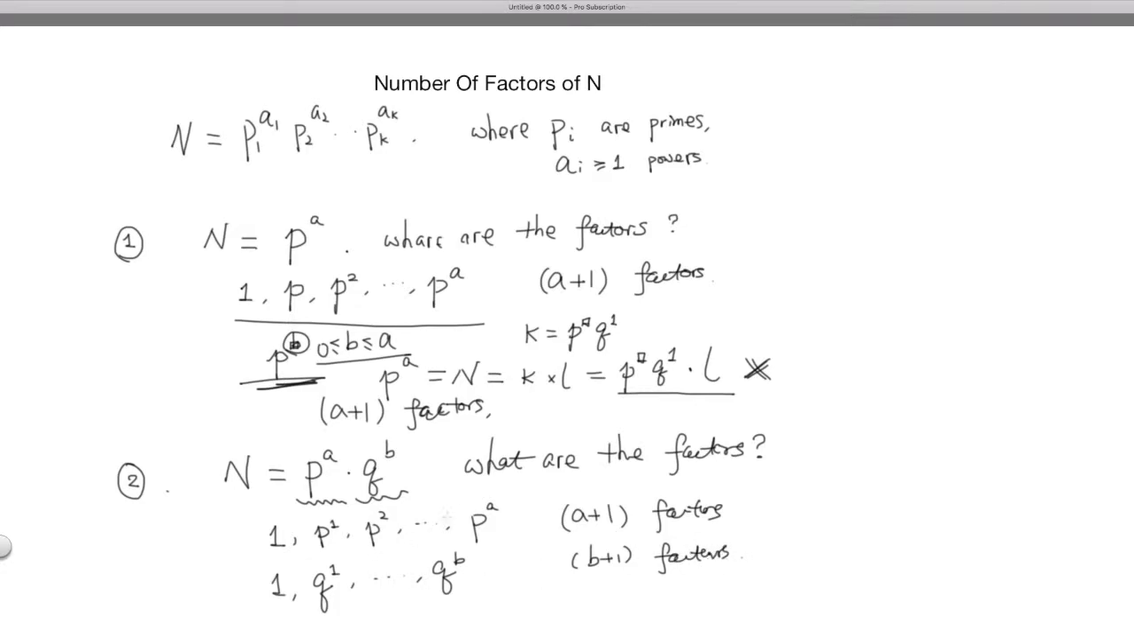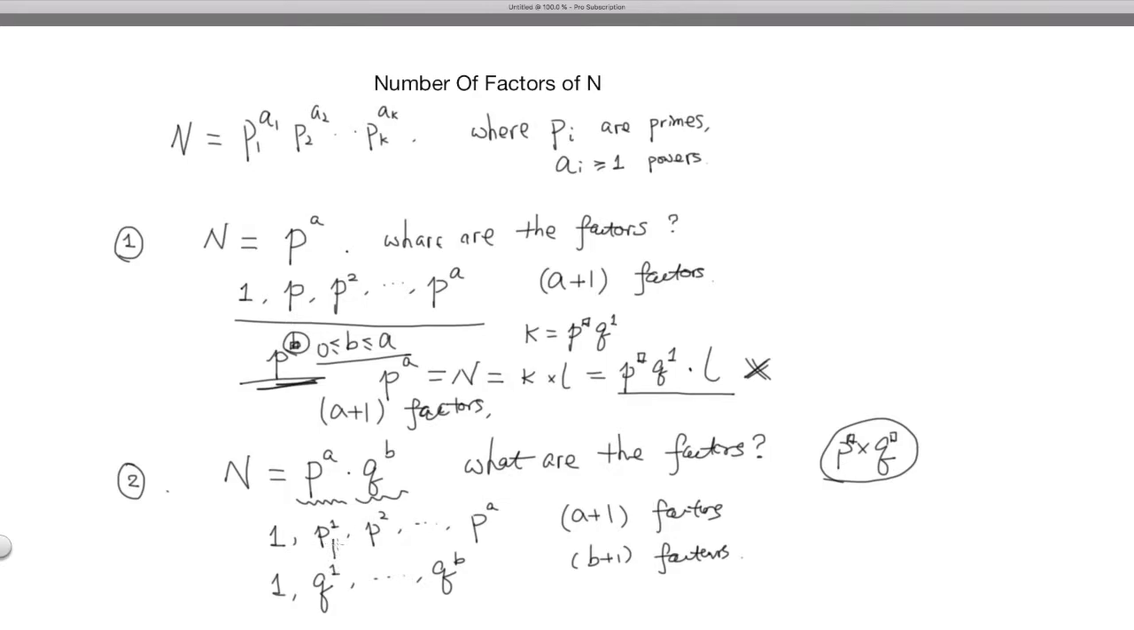So these are the factors that only involve one prime factor in the prime factorization. How about the cross terms? We know that p times q, for example, is also a factor of n, right? How many such forms are there? It turns out all those factors in this form are going to be in the product.